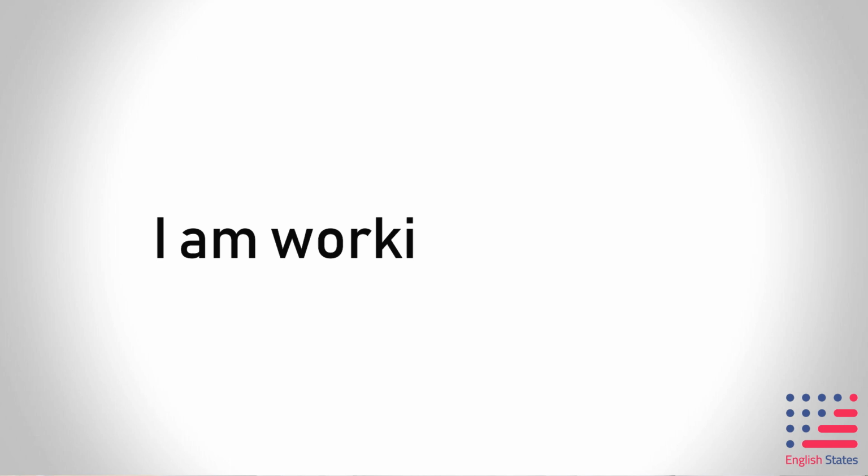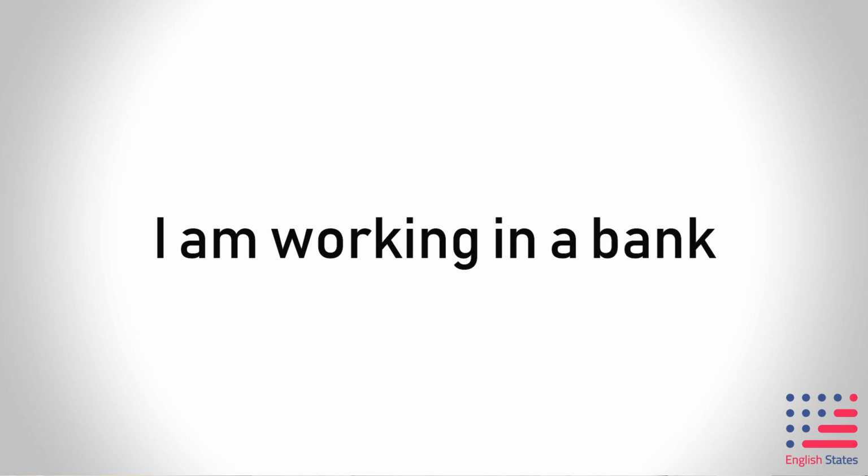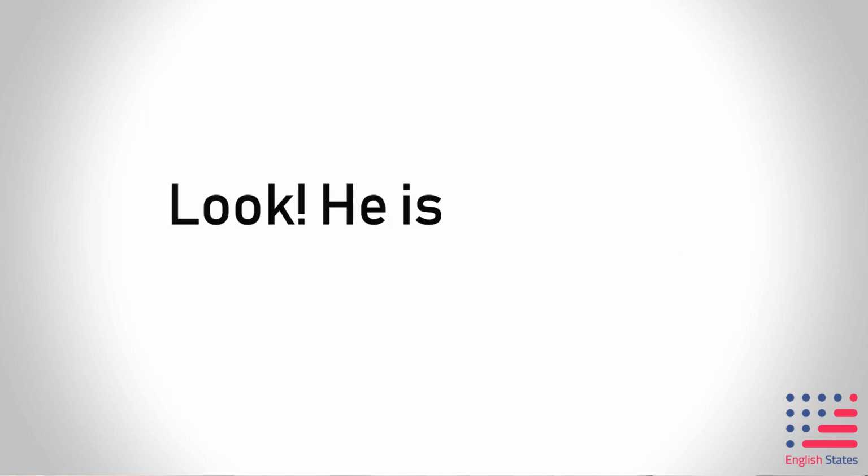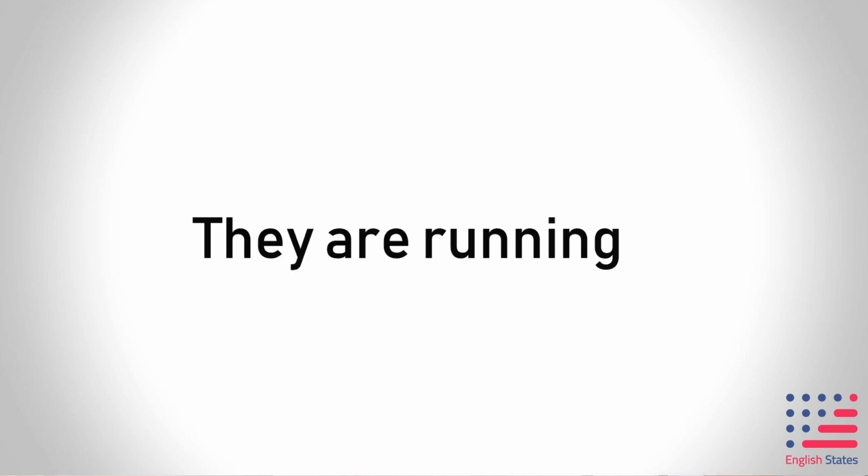In the first example, we say I'm working in a bank. The second one, we say I'm creating a website. So we remove the E at the end of the verb and we add ing. The third one, we say, look, he is crying. The last one, we say, they are running. We double the N, you remember.